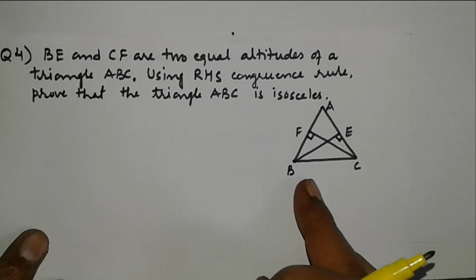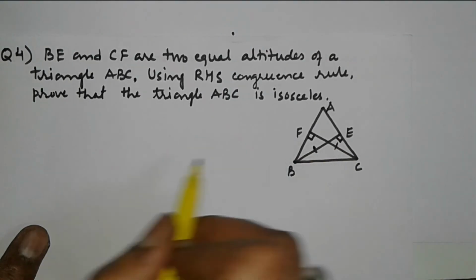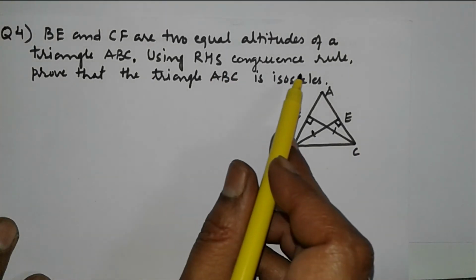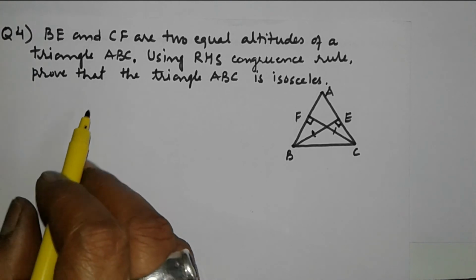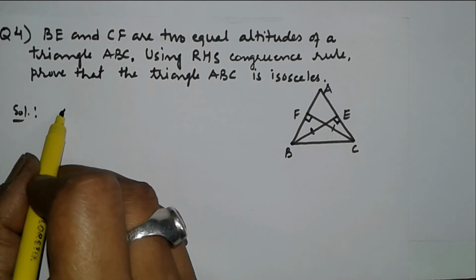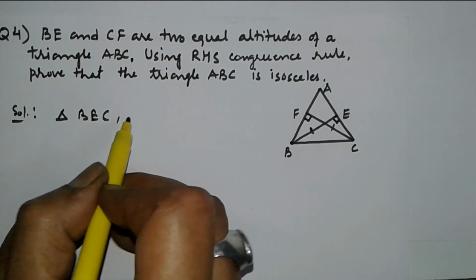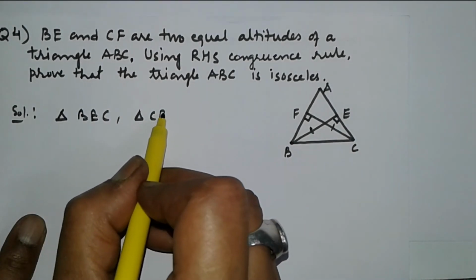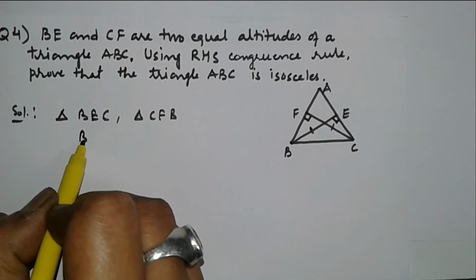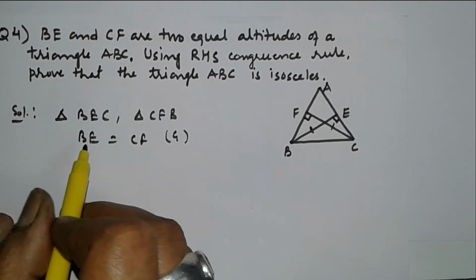Now next, question number 4, we will take here. BE and CF are two equal altitudes, means this side is equal to this side. Using RHS congruency rule, prove that triangle ABC is isosceles. So in the solution we write here, take triangle BEC and take triangle CFB. Now you see in these triangles BE is equal to CF, it is given, first part.